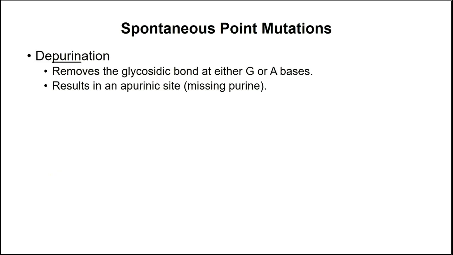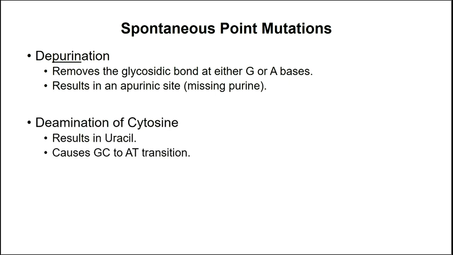Spontaneous point mutations. These are mutations that happen spontaneously. There's nothing that we really do to cause them. There's nothing that we really do to prevent them. They're just based on the chemical stability and structure of DNA. One is a depurination. Depurination removes the glycosidic bond at either the G or the A bases. So we're getting rid of a purine. Depurination, basically just a purine is removed. So you still have the backbone, but you don't have the A or the G.